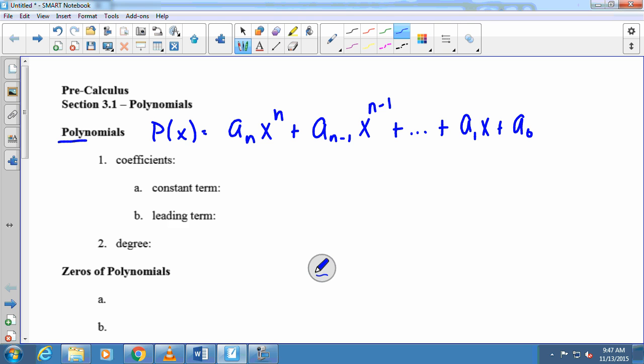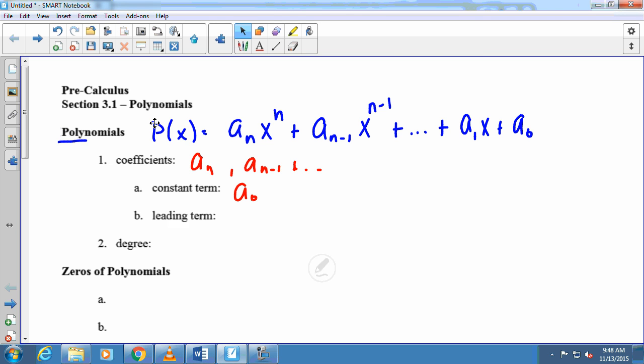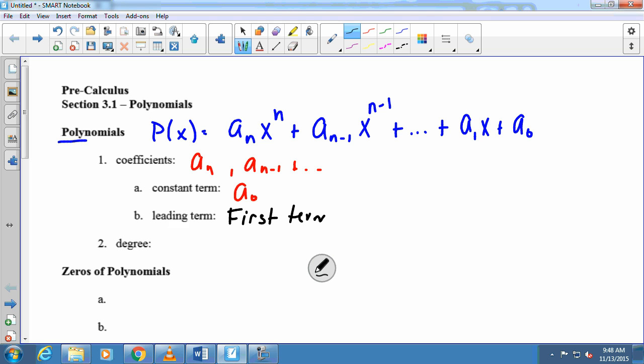So my coefficients, once again, are these values out in front, so these a's, and don't let these little subscripts worry you. It's just saying that I have these different a values. My constant term is something without the variable, so that's a0, it's the very last term, and my leading term is my first term. So recall each of these are terms. And we call it my first term because it's in front, it's leading.